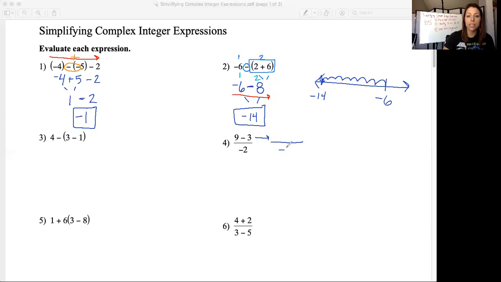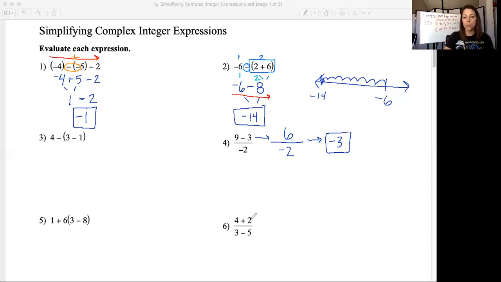So this is still going to stay a quotient. I'm maintaining that structure. All I'm doing is the 9 minus 3. 9 minus 3 is 6. Now that this is a quotient with a simplified numerator and denominator, I can go ahead and divide. 6 divided by negative 2 is negative 3. I always like to do quotients horizontally rather than vertically because then I can keep track of what's in my numerator and what's in my denominator.